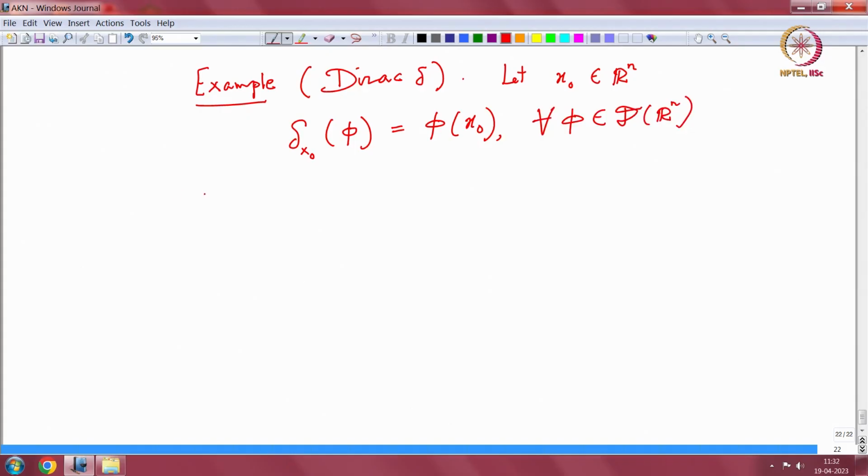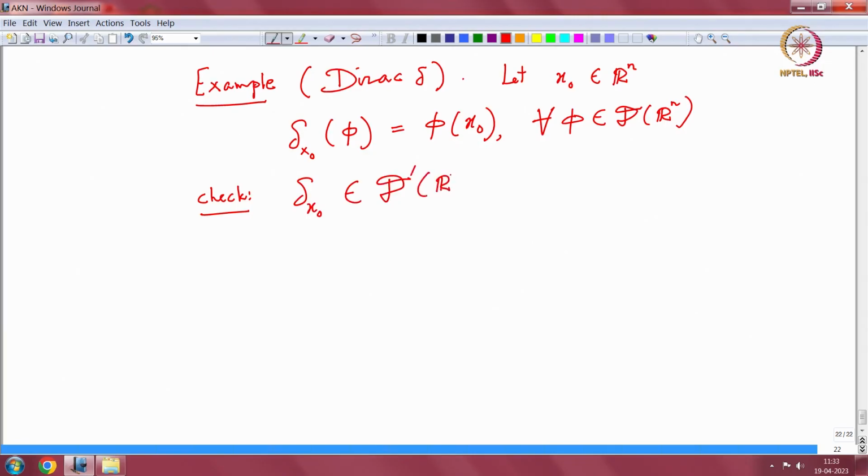This is almost trivial to check. It is very trivial to check the linearity, well-definedness and continuity, nothing to really check. For example, it is well defined because it is a point and phi is a continuous function, of course a C infinity function. Linearity is obvious, continuity is also obvious. If phi n converges to phi in D of R^n, then at every point it converges, so phi n of x naught converges to phi of x naught. If you are not convinced, please check it. So, you check that delta of x naught is in D prime.